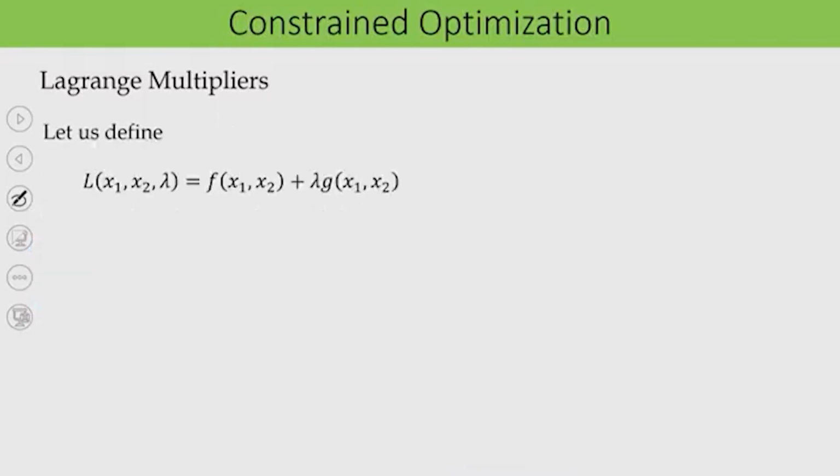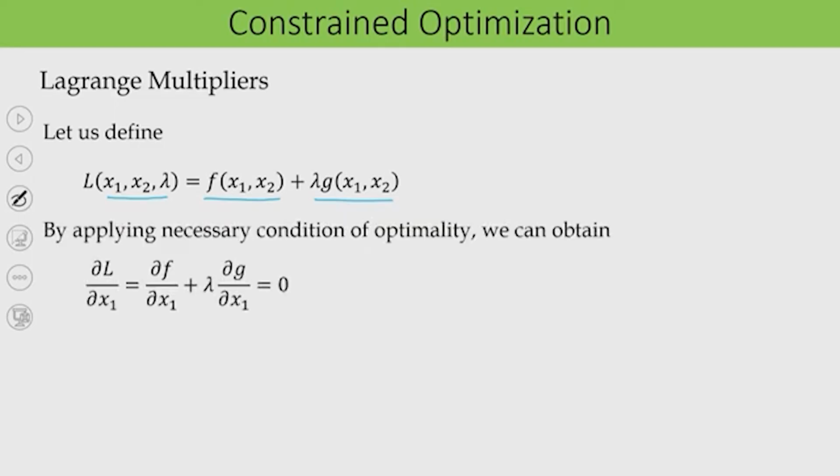Now, I can also define a Lagrange function, which is L. L is a function of now three variables, that is x 1, x 2 and lambda, and it is equal to f of x 1 x 2 plus lambda g of x 1 x 2. This function is known as the Lagrange function. Now, if I apply the necessary condition for optimality on this particular function, what is the necessary condition? That the partial derivatives with respect to x 1, x 2 and lambda should be equal to 0.